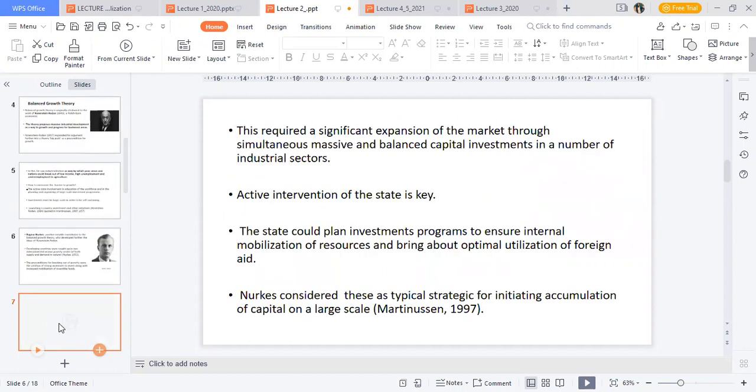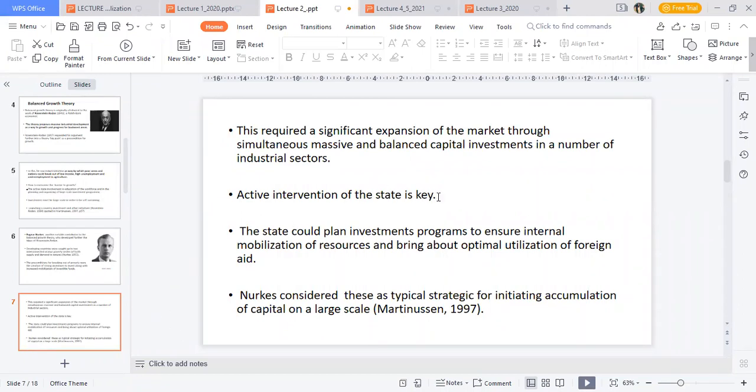Let's continue. This required a significant expansion of the market through simultaneous, massive, and balanced capital investment in a number of industrial sectors. So please understand the balanced growth theory. Balance means that we want to achieve balance in the economy. So anytime you want to achieve balance in the economy, what do you need to do? You need to invest in industrialization. So anytime you become industrialized, you end up balancing all the sectors of the economy. Okay, you end up balancing the service sector. Okay, you end up balancing the agricultural sector, because like I said, they'll produce most of the goods for you. Okay.